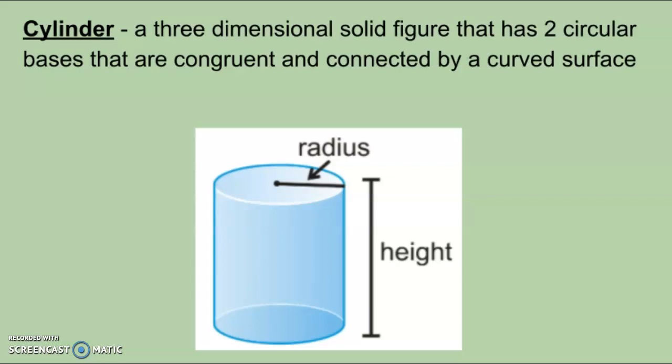Okay, the radius of the circle is going to be part of the formula that we're going to need to use to calculate volume of cylinders. So we need to make sure we understand that the radius is the distance from the center of the circle to any point on the outer edge. And the height of a cylinder is the distance between those two circular bases. All right, if you have not already written down that definition of what a cylinder is, please pause the video at this time and get that definition into your notes.